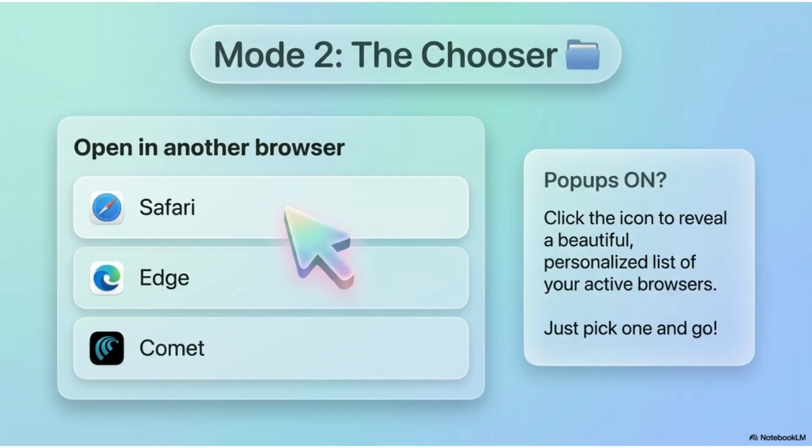Mode 2. The Chooser. If you prefer to choose your destination on the fly, turn pop-ups on. Now, when you click the icon, a beautiful, personalized list of your active browsers, like Safari, Edge, or Comet, will appear. Just pick the one you want, and the page opens there instantly.